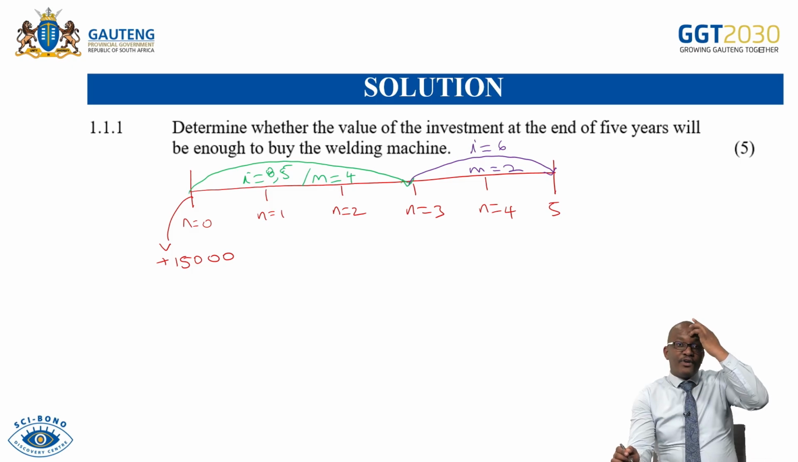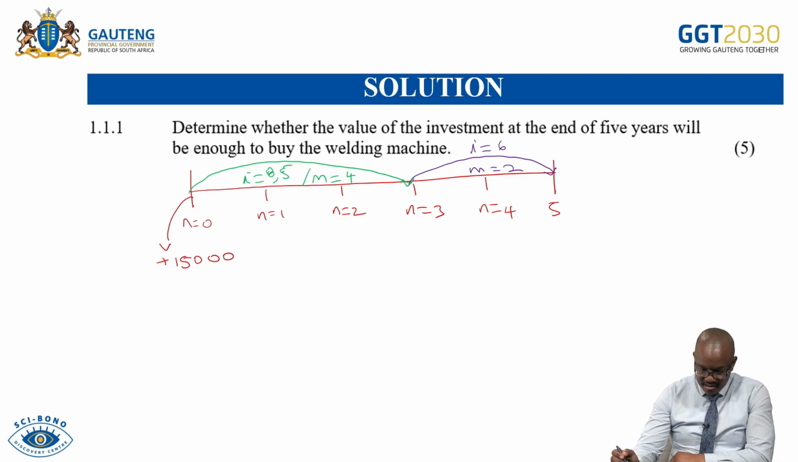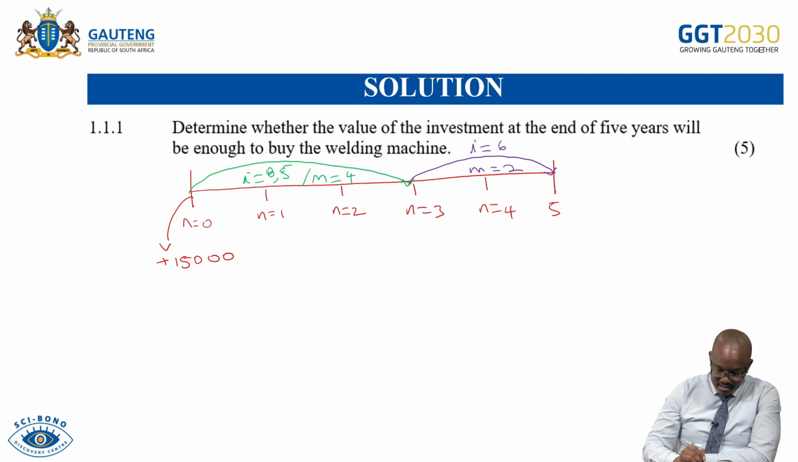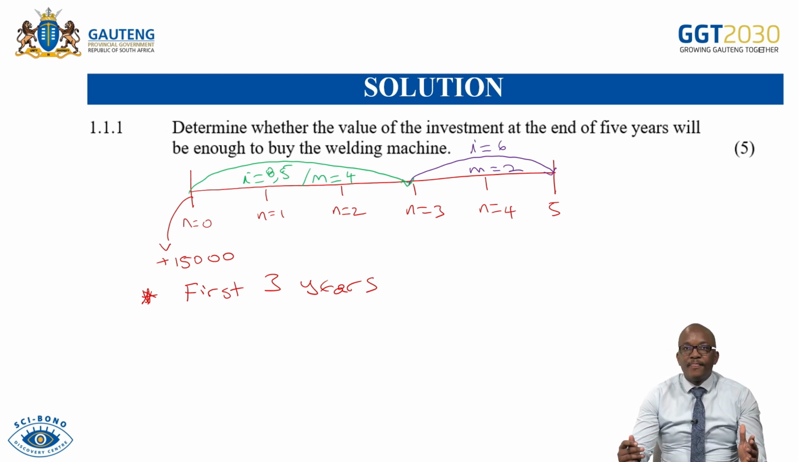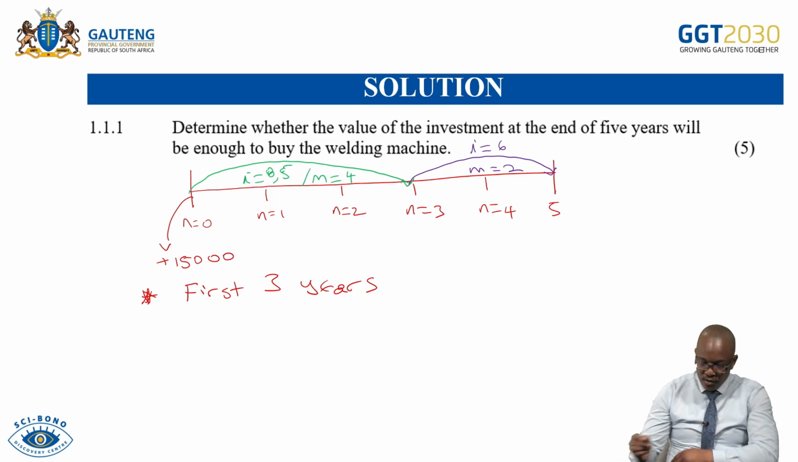So you see how we have analyzed our scenario there. So now we start going to calculate. When we start calculating now, we're going to say for the first 3 years, we need to know the amount of money for the first 3 years because it has different periods and different interest within the 5 years. So we now calculate the amount for the first 3 years.